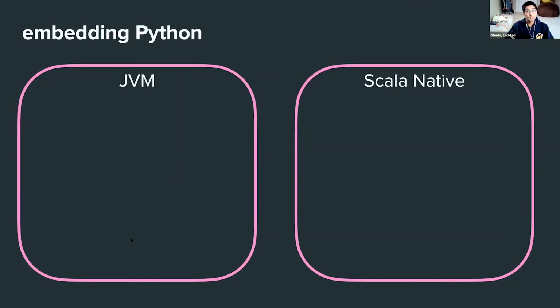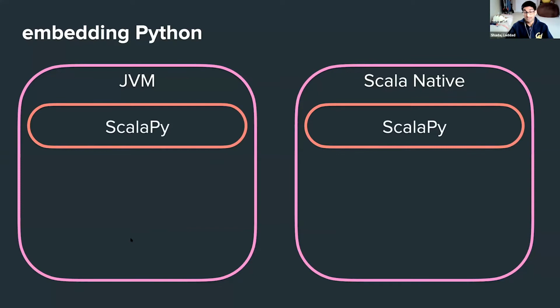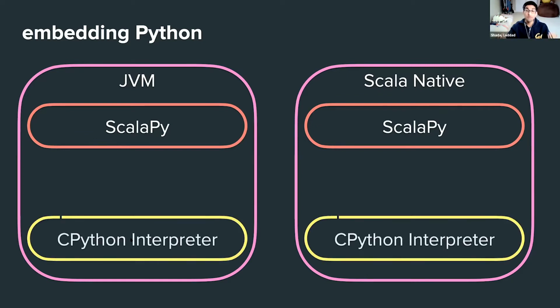So the approach that ScalaPy takes is it actually embeds a Python interpreter inside your runtime environment. So you load ScalaPy as just a regular library. You just add it, and that's how we were able to bring it into our Jupyter environment without any special tricks. ScalaPy will initialize a CPython interpreter in either your JVM environment or Scala Native, depending on which backend you're using. And then all that changes between these two platforms is how ScalaPy talks to the interpreter.